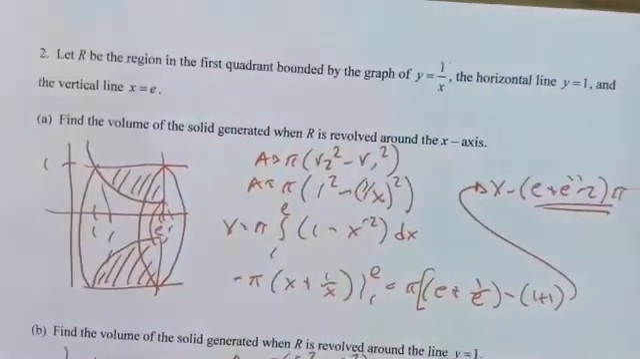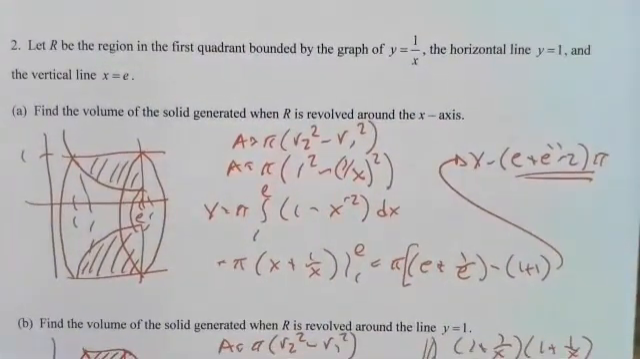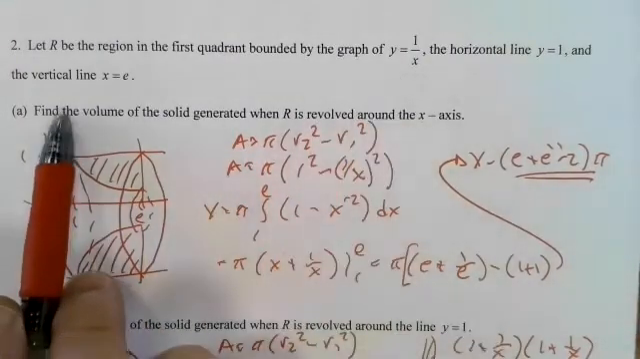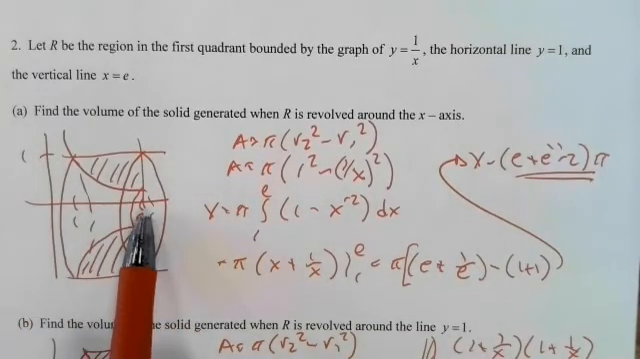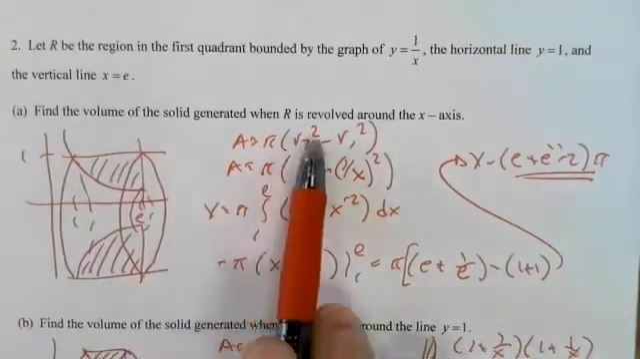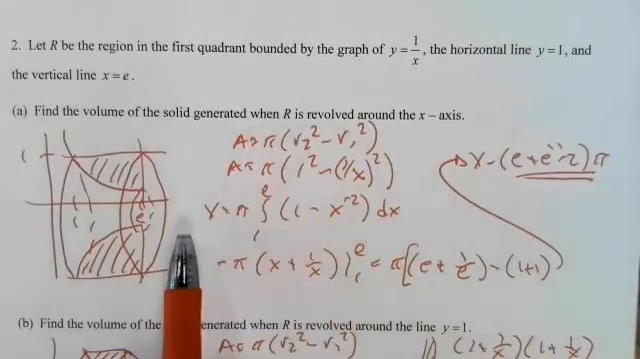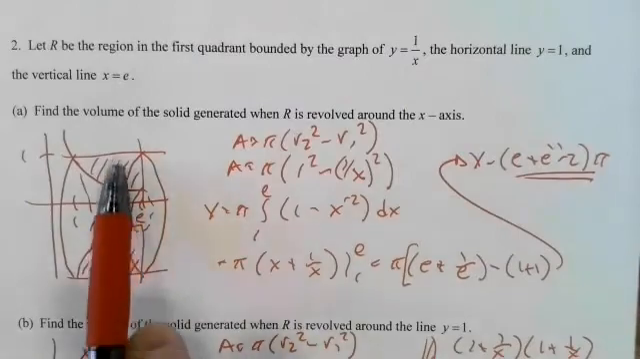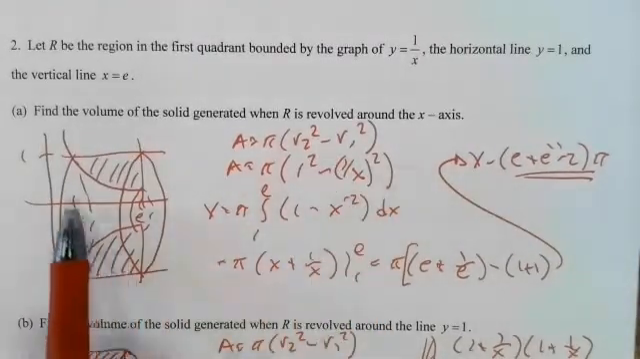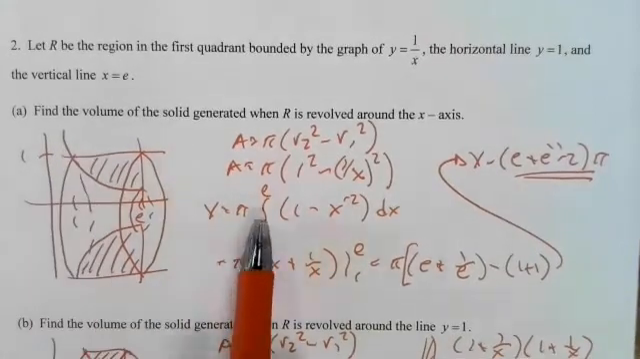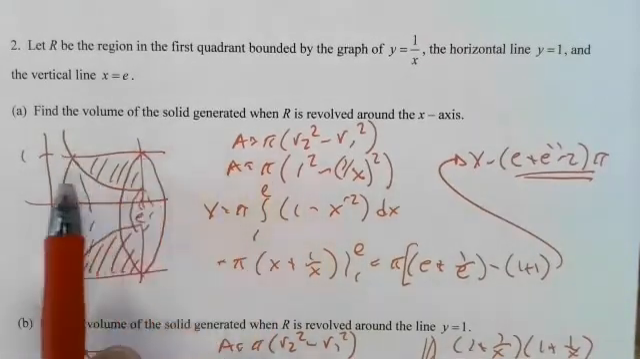All right. Number 2. Some of the hardest parts of these is graphing them. So 1 over x does this funky curve thing. Y equals 1 is up here. X equals 0 is here. Find the volume of the solid when it is revolved around the x-axis. So it's a washer problem. The outer one is just 1. The inner one is 1 over x. The limits are from 1 to e, because that's where they connect at 1.